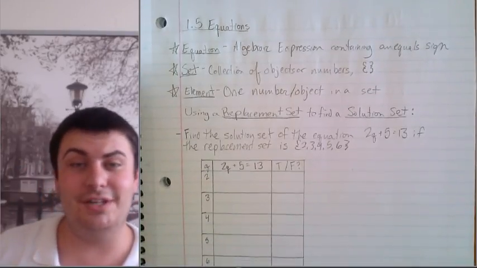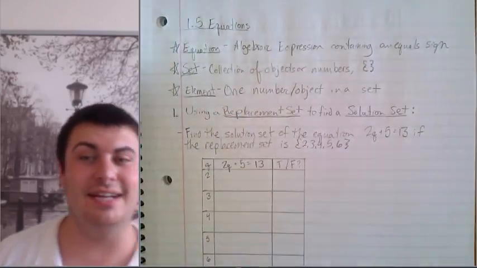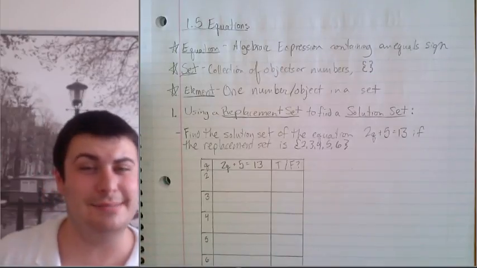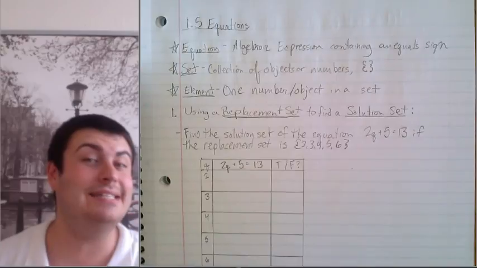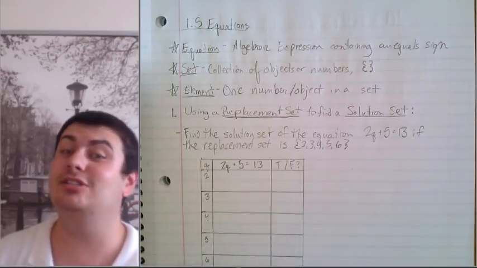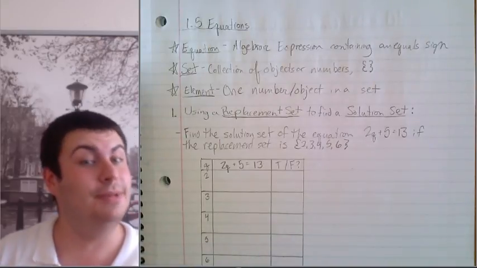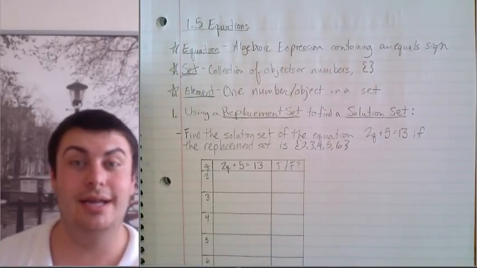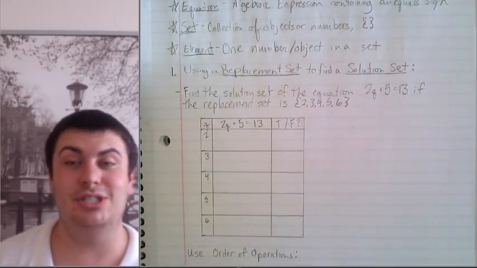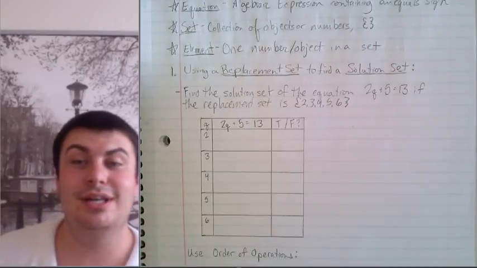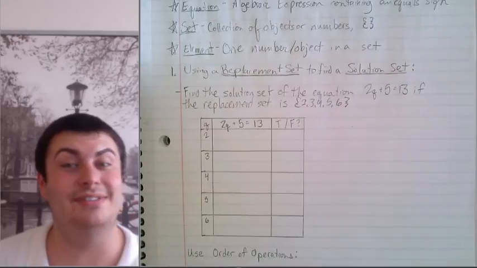So we are first going to use a replacement set to find a solution set for an equation. A replacement set is a set of values that we will use to replace the variable in our equation. A solution set is that set of elements from the replacement set that are solutions to our equation. So when it asks us to find the solution set of the equation 2q plus 5 equals 13, if the replacement set is 2, 3, 4, 5, and 6.